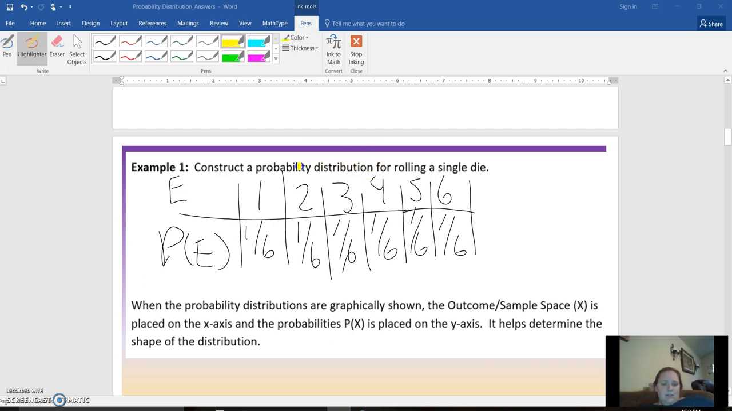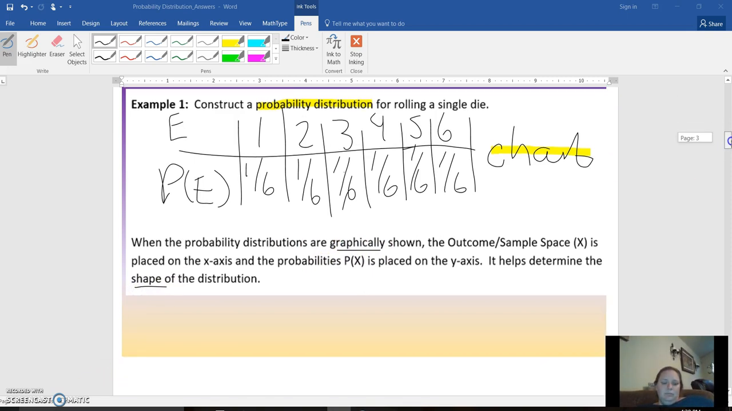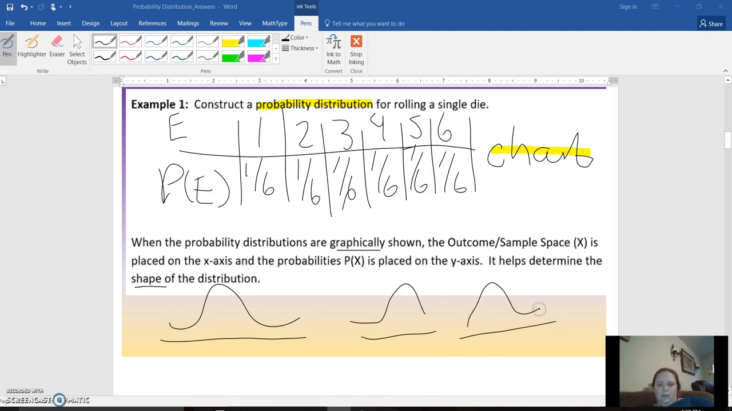Right? Probability distribution, code for chart. Okay? And so we can take probability distributions and show it as a graph. And then from there, we determine the shape of the distribution. Remember, shape was, you can be normal, you can be left skewed, you can be right skewed.